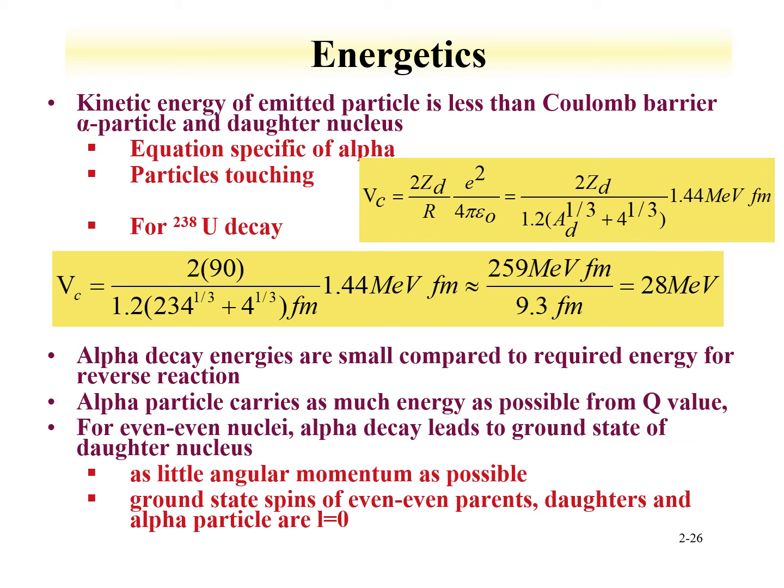So this says the alpha decay energy, while it emits with on the order of 4 MeV, to reverse the reaction would take 28 MeV. So the alpha decay energies are small compared to the energy required for the reverse reaction. This is an idea that can be used to figure out how this mechanism occurs and how the alpha particle leaves the nucleus.